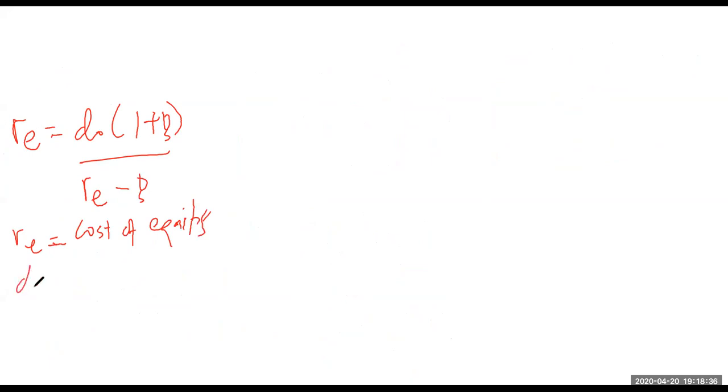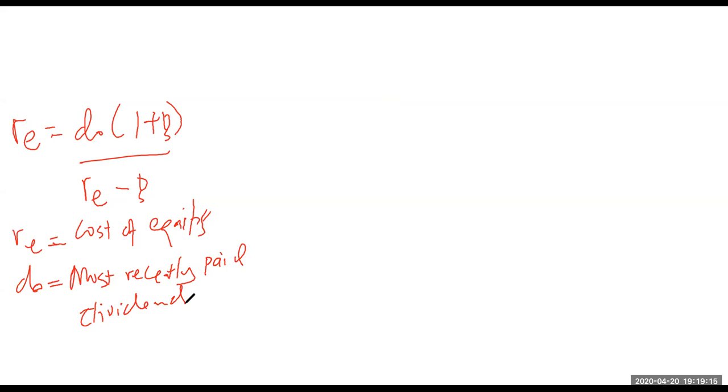We discussed that D0, and here you have to be very careful, is the most recently paid dividend. In this example, we are in the year 2020, and the company has just paid dividend in the month of March. So our D0 is the dividend that was paid in March, year 2020. D0 is the most recently paid dividend.